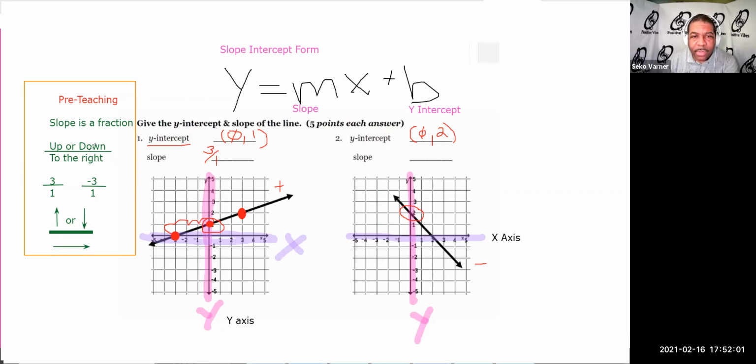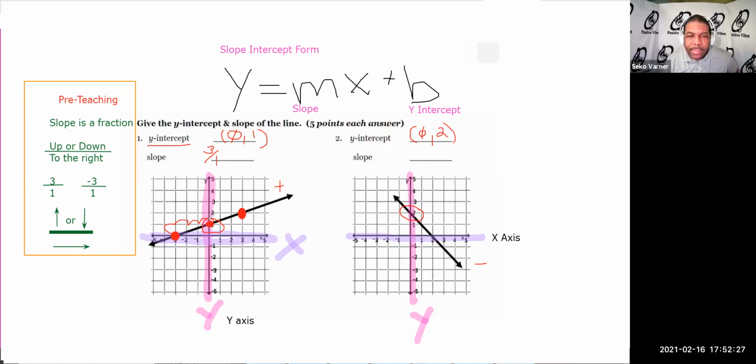Up or down on the top, and on the bottom, it's to the right. So this one would be up 3 over 1. This one, since it's a negative number, is down 3 over 1. So keep in mind that a slope is always going to have a fraction. On the top, it'll have up or down, and on the bottom, it's to the right. So we started here, we went up 1, then we went over 3.